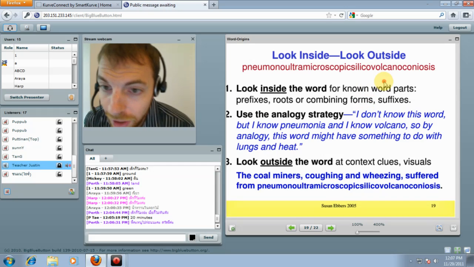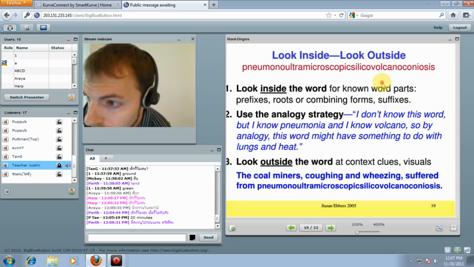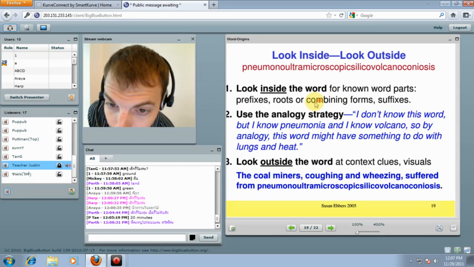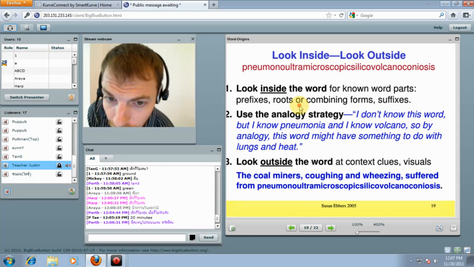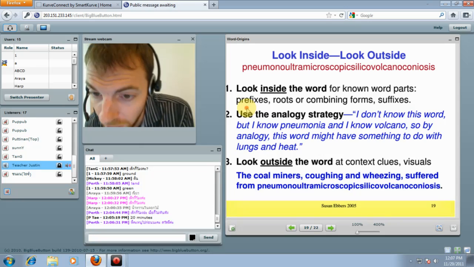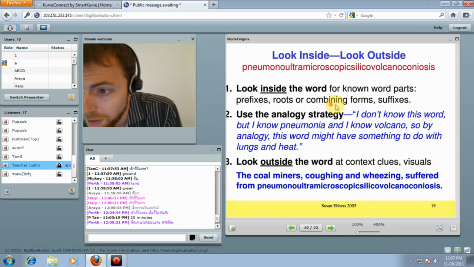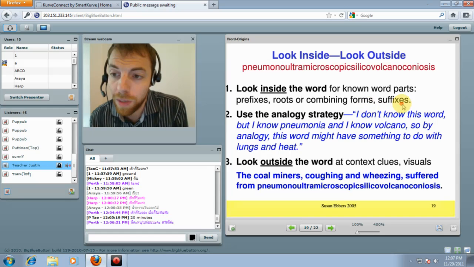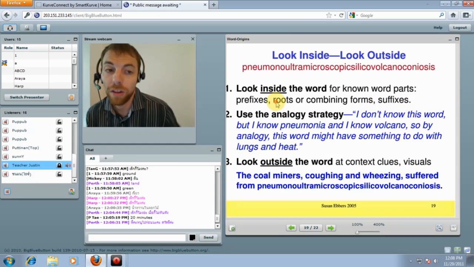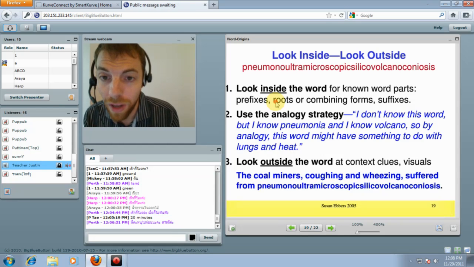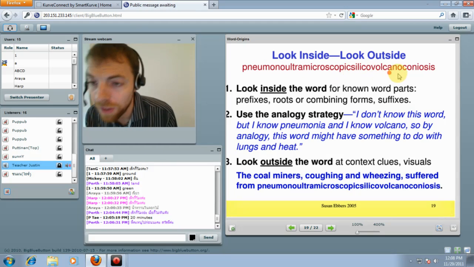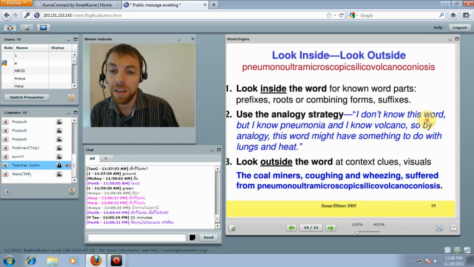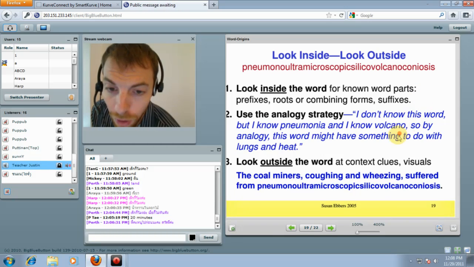All right, look inside, look outside. Wow. All right, so look inside the word to know word parts. We're talking about prefixes coming at the beginning, roots, and combining different kinds of suffixes coming at the end. So you want to look inside the word, find a word that's new, you've never seen before, and you want to look inside and try and find something that you know that is a Greek or Latin word.